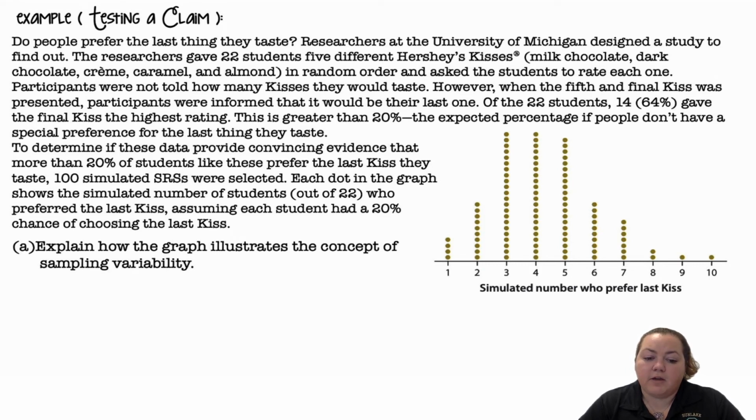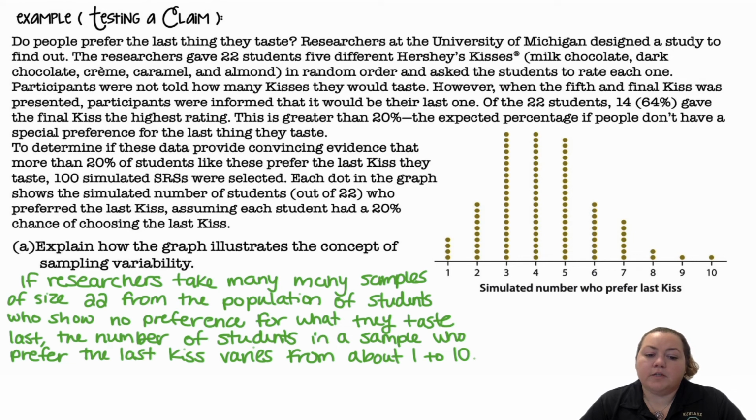Explain how the graph illustrates the concept of sampling variability. So, if the researchers take many samples of size 22 from the population of students who show no preference for what they taste last, the number of students in a sample who prefer the last kiss varies from about 1 to 10.